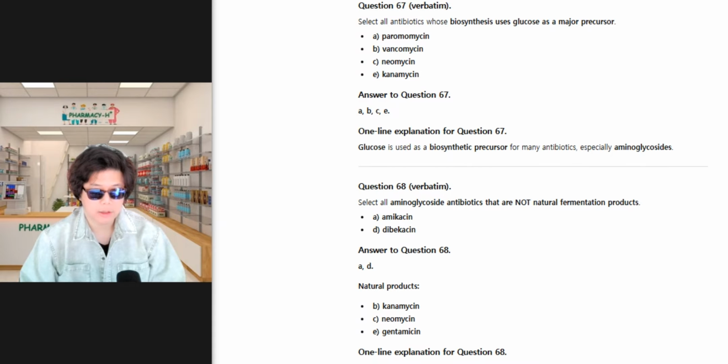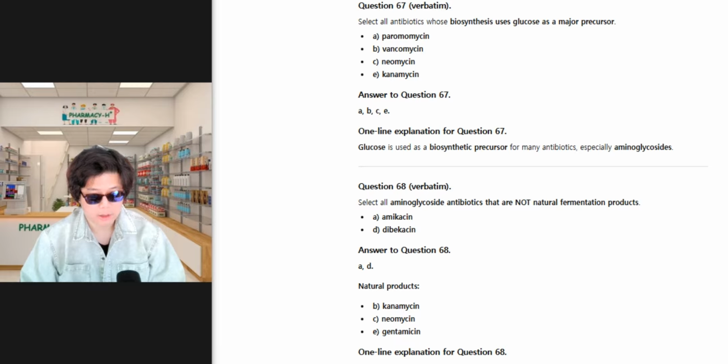Question. Select all antibiotics whose biosynthesis uses glucose as a major precursor. Answer. Paromomycin, vancomycin, neomycin, and kanamycin. Explanation. Glucose is used as a biosynthetic precursor for many antibiotics, especially aminoglycosides.